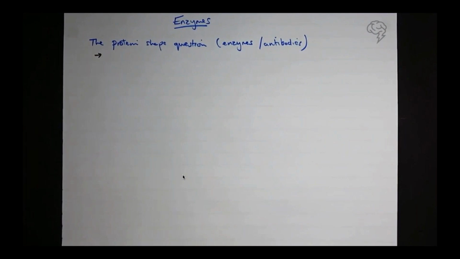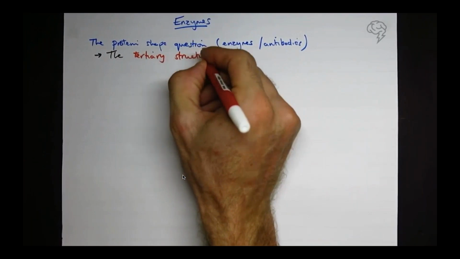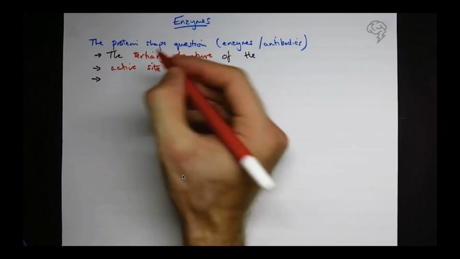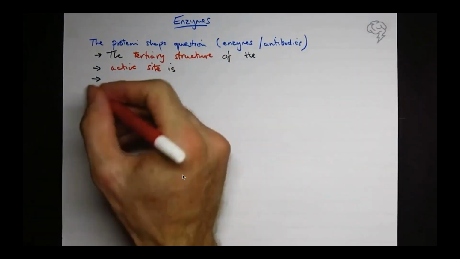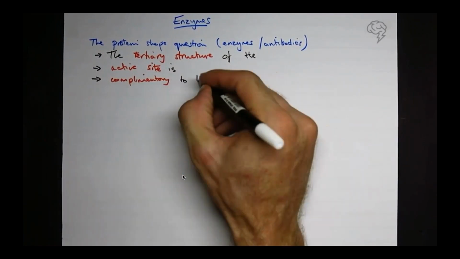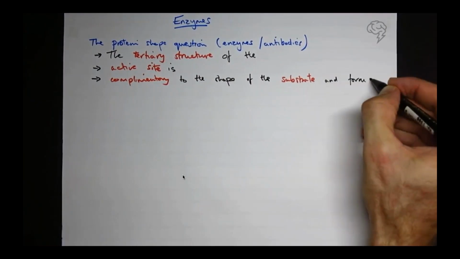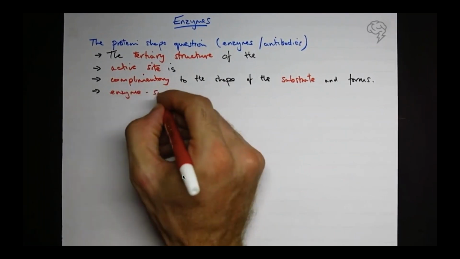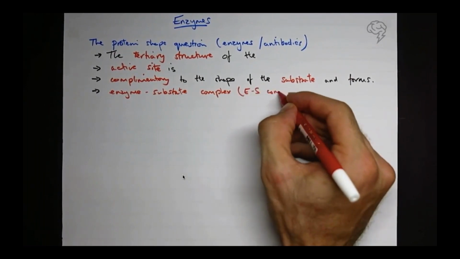So this is going to be the, now the key terms are going to go in red, tertiary structure of the, now what's the important bit within a protein or an enzyme? It's the active site, or it would be the variable region of an antibody, is complementary to the shape of the substrate and forms something that needs to be in all of your answers when you're talking about any of these things, an enzyme substrate complex. Quite commonly, this is written as an ES complex.